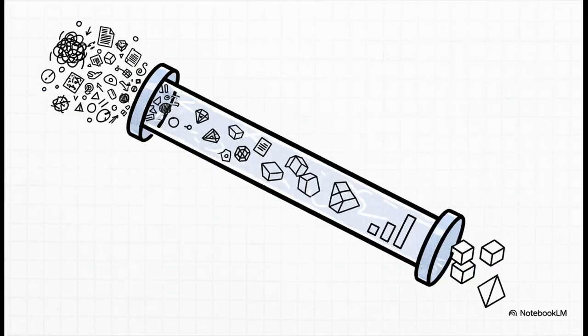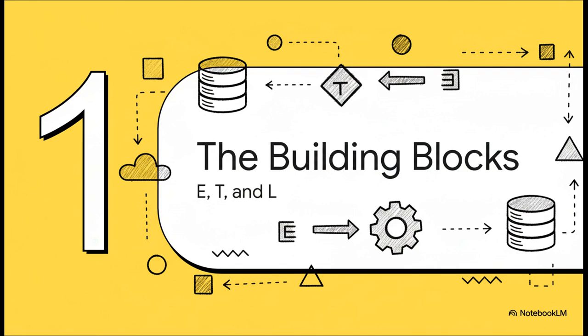The answer is, it travels through a data pipeline. It's a process designed to take all that messy, raw stuff at one end and systematically refine it so that what comes out the other side is structured, clean, and actually valuable. To really understand these pipelines, we've got to know the three fundamental building blocks they're all made of. And you're going to see these three letters, E, T, and L, absolutely everywhere.